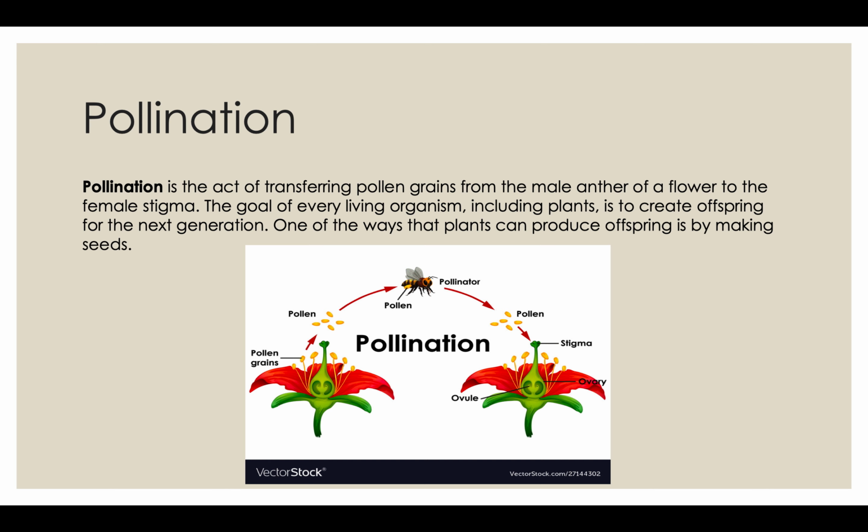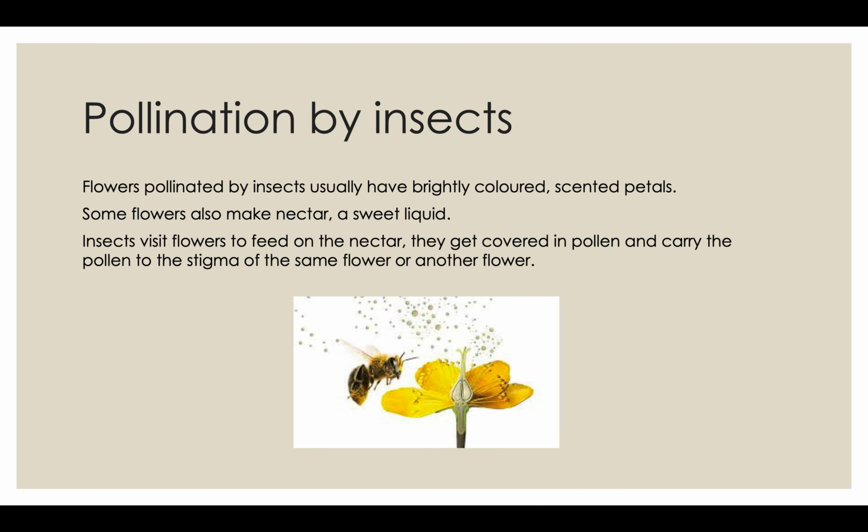And the way plants produce offspring, the way plants make more plants, is by making seeds, and that is through pollination. Pollination by insects. So flowers pollinated by insects usually have brightly colored and scented petals, okay? And that's what makes the insects want to go and take the pollen. Some flowers also make nectar, a sweet liquid. Insects visit flowers to feed on the nectar. They are covered in pollen and carry the pollen to the stigma of the same flower or another flower. Okay, so what insects would do is take the pollen from one flower, from one stamen, and take that to the stigma of another flower.